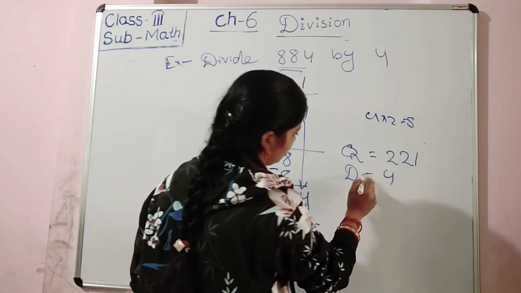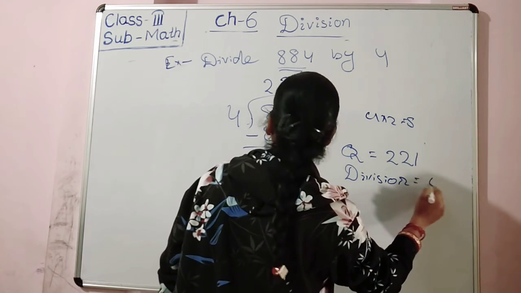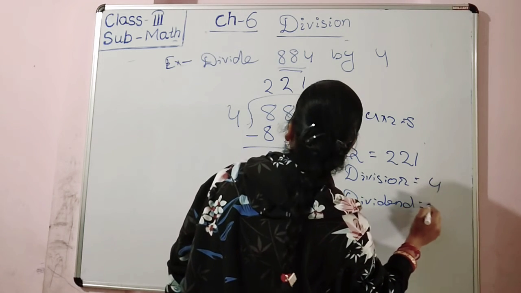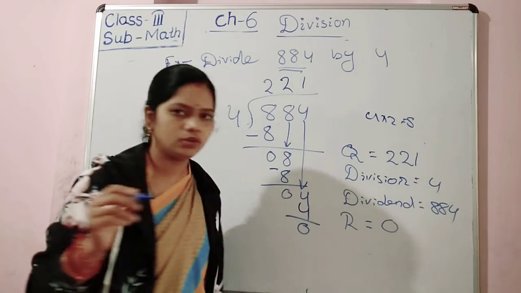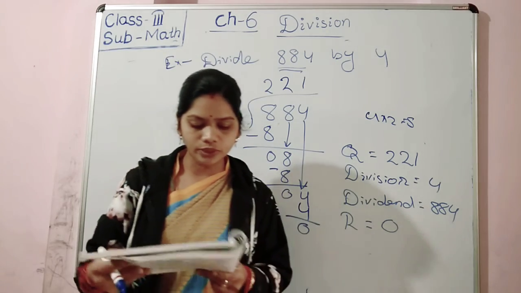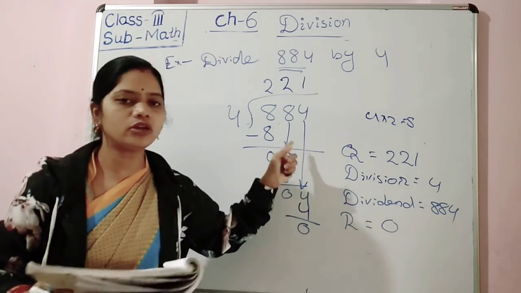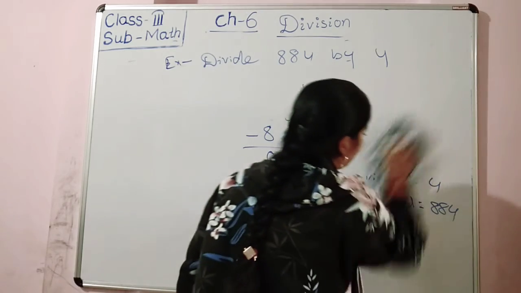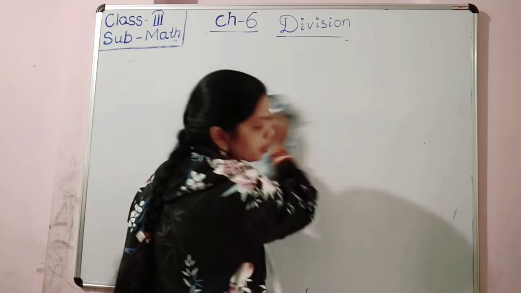The divisor is equal to 4, the dividend is equal to 884, and the remainder is equal to 0. Okay, now we check whether our division is right or wrong. Now verification. We have to verify whether the division result we got is right or wrong.